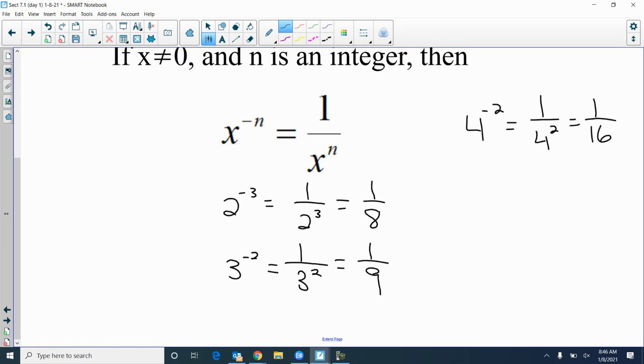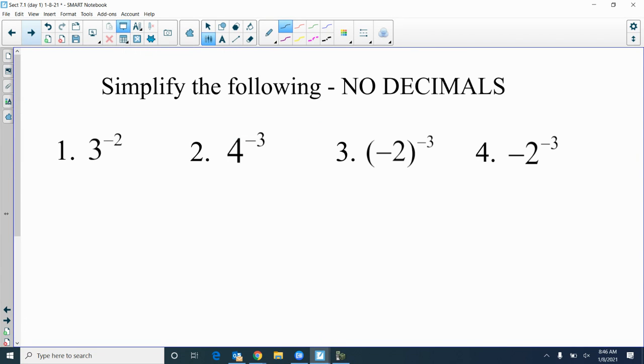Okay, so this is like the cheat. If I got a negative exponent, I can move it down below. If I have an x to the negative third, that's going to now become 1 over x cubed because of that rule. If I got a y to the negative fourth power, that becomes 1 over y to the fourth.